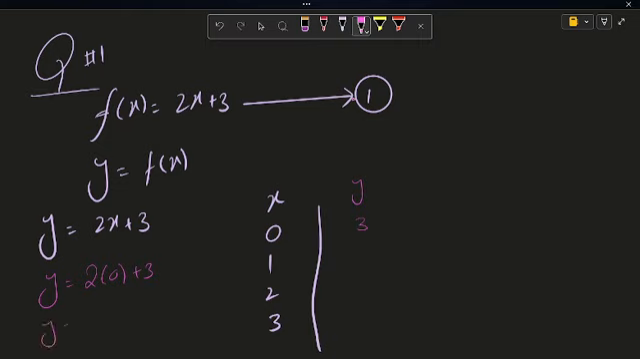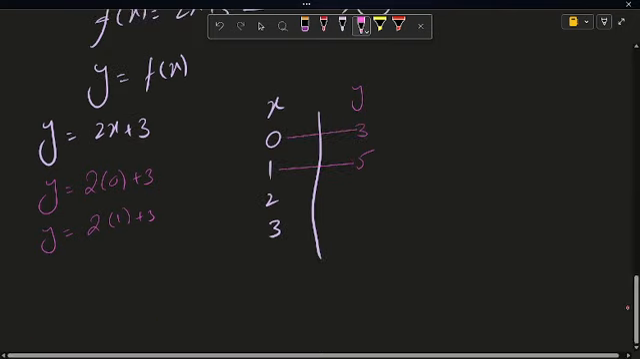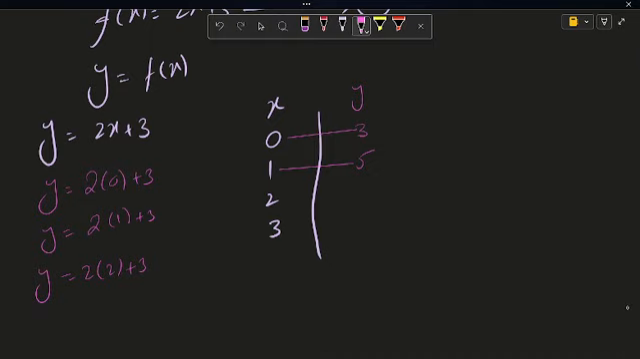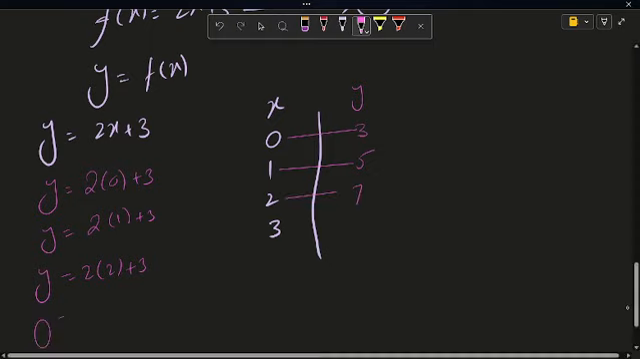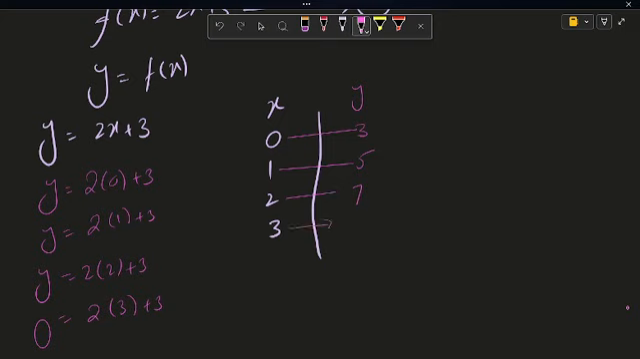When I put x equals 1, that gives me 2 times 1 plus 3, that would be 5. Like that. When I put x equals 2, my value of y becomes 2 times 2 plus 3. 2 times 2 is 4, 4 plus 3 is 7. When I put x equals 3, then I have 2 times 3 plus 3, that would be 6 plus 3, that would be 9.